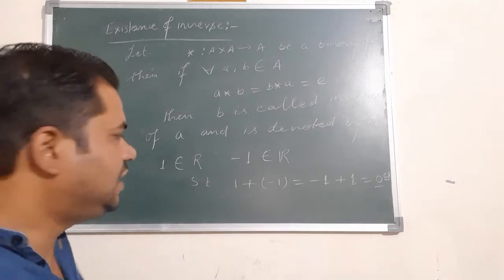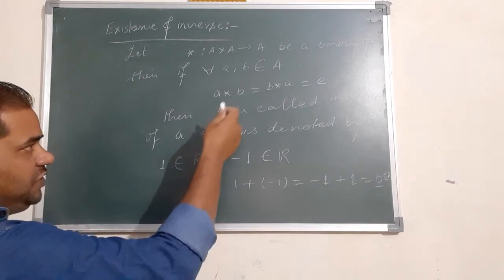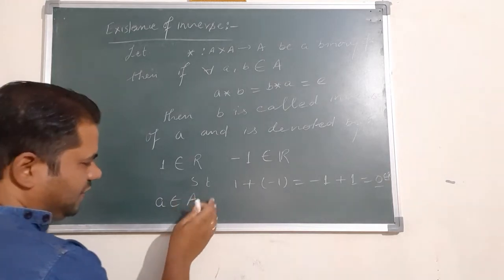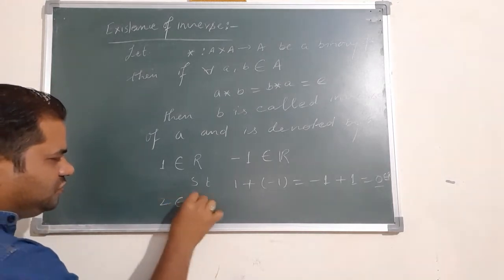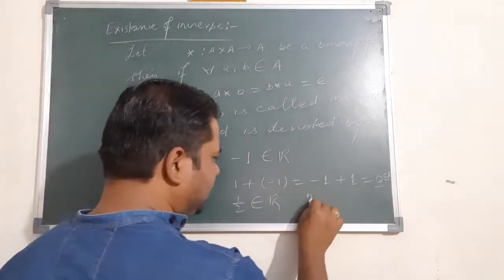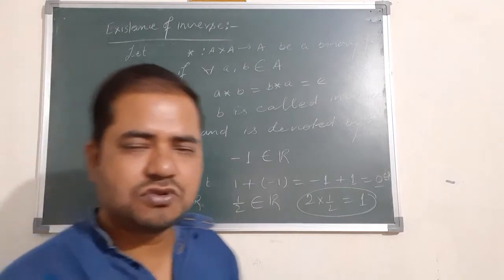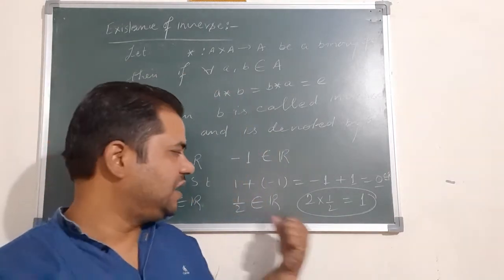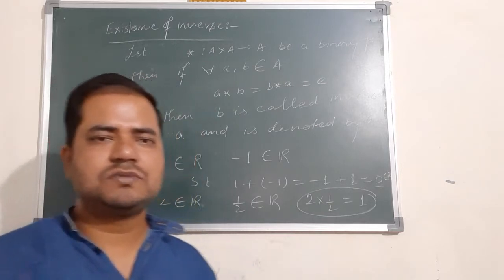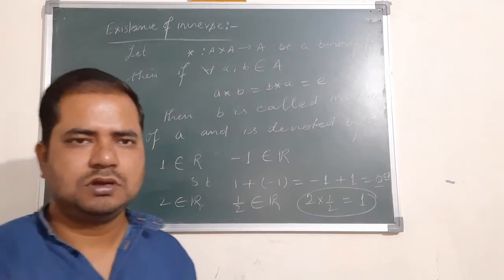Similarly, for the multiplicative inverse, a star b, b star a is equal to e. Suppose 2 belongs to real numbers, then 1 by 2 also belongs to real numbers. If we multiply 2 into 1 by 2, we get the identity, or 1 by 2 multiplied by 2, then also we get the identity. So we can say the multiplicative inverse exists in real numbers. Note it down, and afterwards we will do some questions which are important for the board and many times asked in the board.